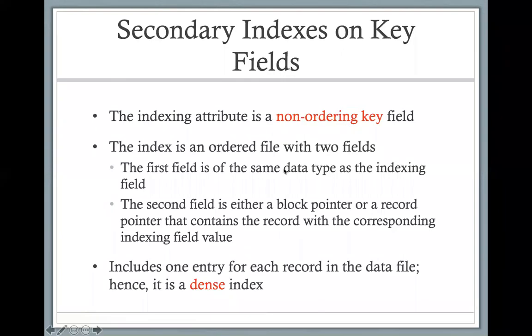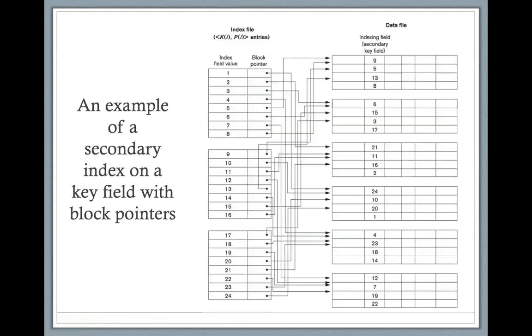Okay, the index would look like this. It would have the values of the key. So for every key you would have an entry in the index, and then the second part would be a block pointer or record pointer that points to the block which contains the record. Yeah, it's a dense index because you have an entry per record. Let's see an example.